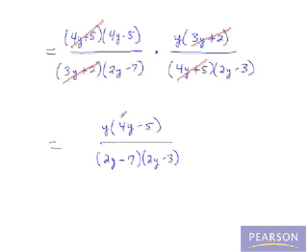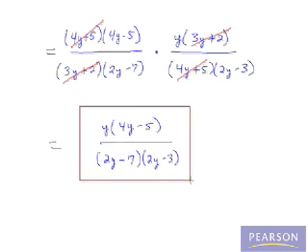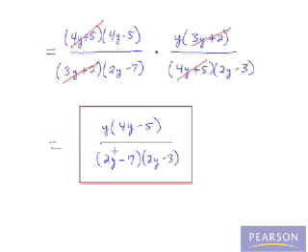With some textbooks, you may be required to multiply these back together again to give the final answer. However, with this textbook, you are not required to multiply those back together. So there is your final answer: y times the quantity (4y − 5) over (2y − 7) times (2y − 3).